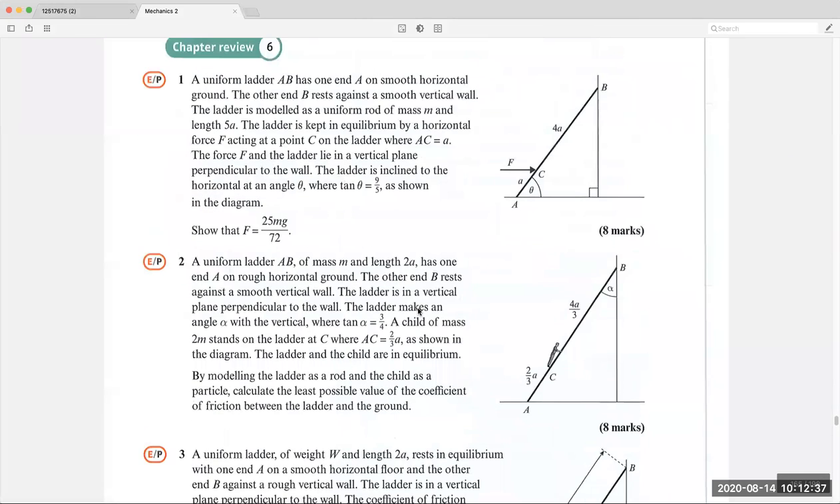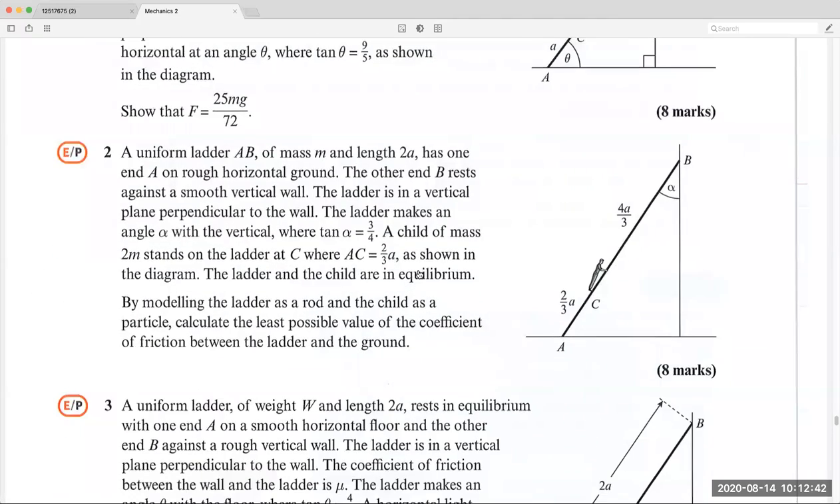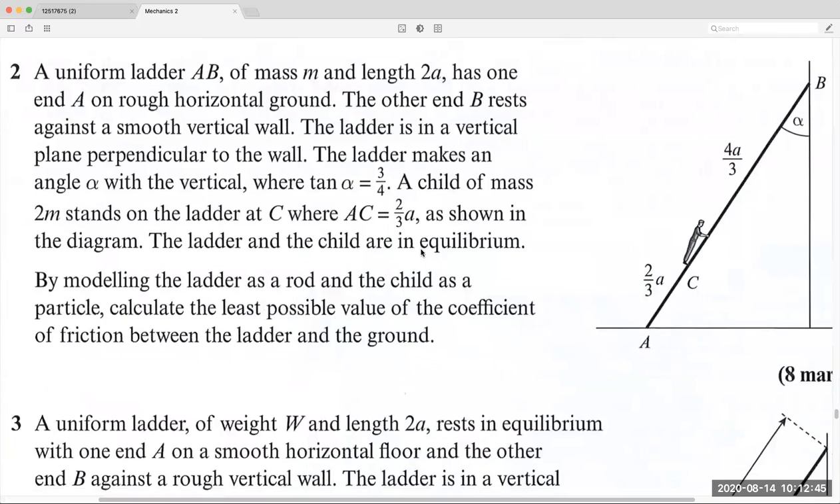Let's say question two. So I give you 5 minutes to try.